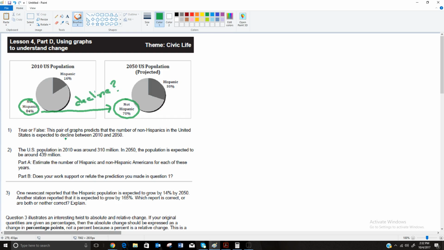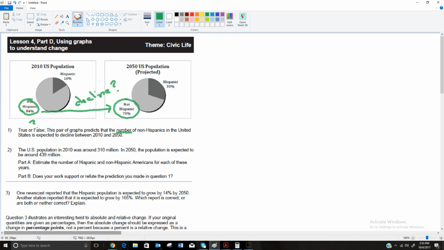Well, the problem is when you're looking at that, remember that a percentage is out of the total. So they're asking, is the number of non-Hispanics in the United States expected to decline? Well, the percentage of non-Hispanics is expected to decline, but does that mean there's actually going to be fewer non-Hispanics in the United States in 2050 than there is in 2010? We would have to know what the actual population is in order to determine that. So be careful, a number is not a percentage.